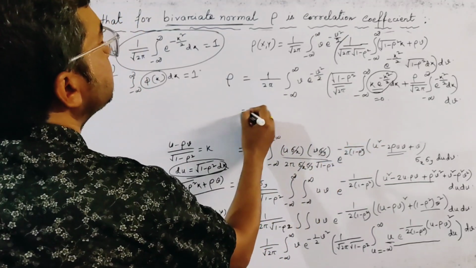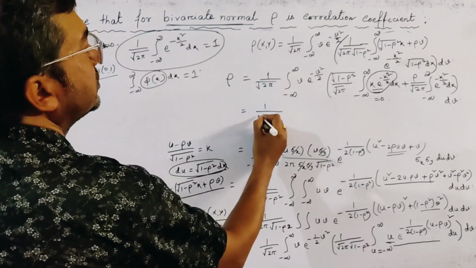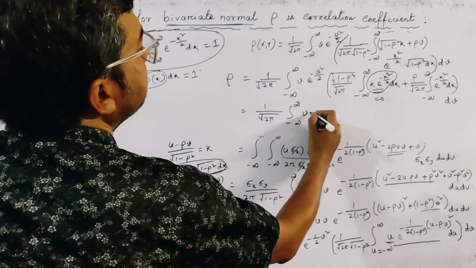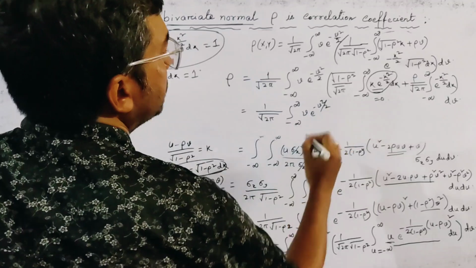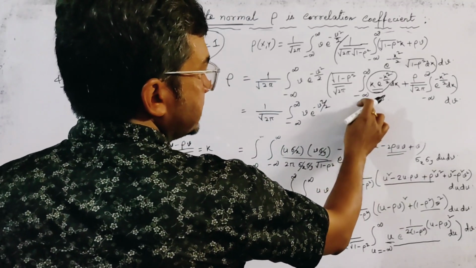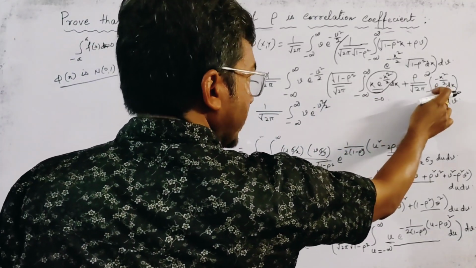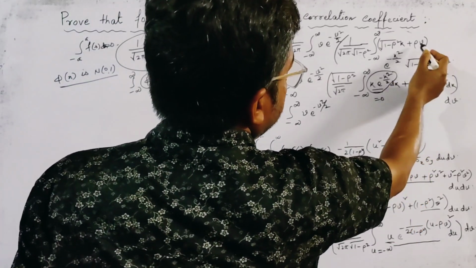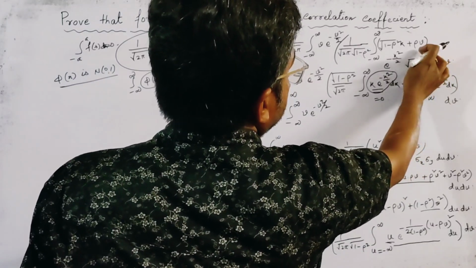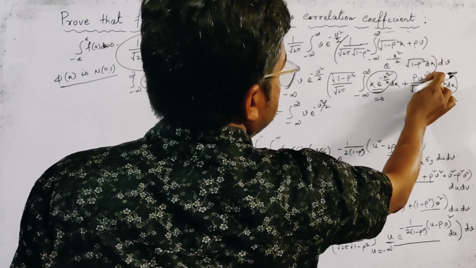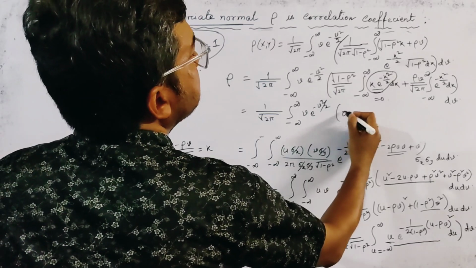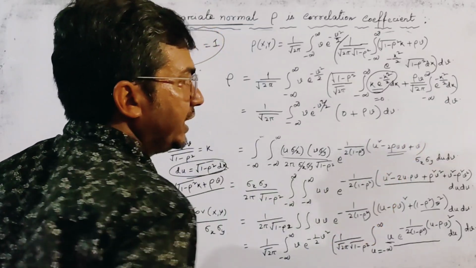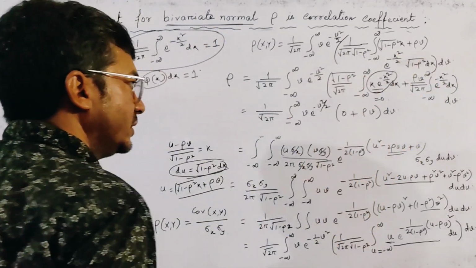from this result, this is 1 by root 2 pi, not 2 pi, root 2 pi integration from minus infinity to infinity of v e to the power minus v square by 2, and this integration is 0 and this integration is 1. Okay, so we get the result, and we get another v here. We forgot to write it. This is v in the second term. So we get 0 plus rho v dv, right? Because this integration is 1.